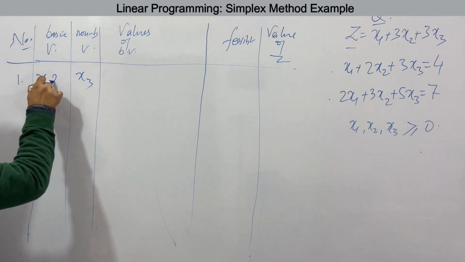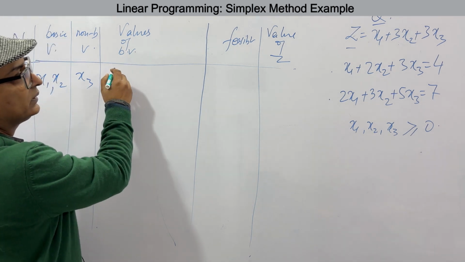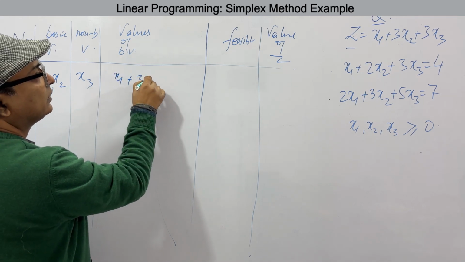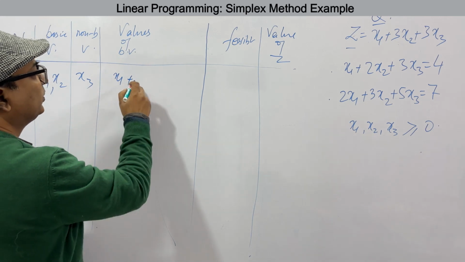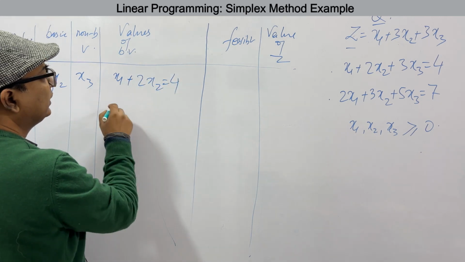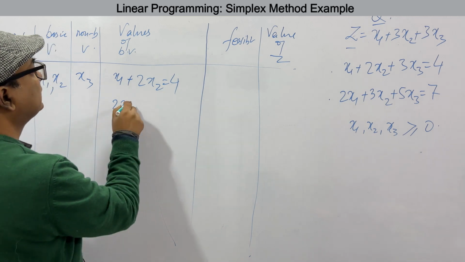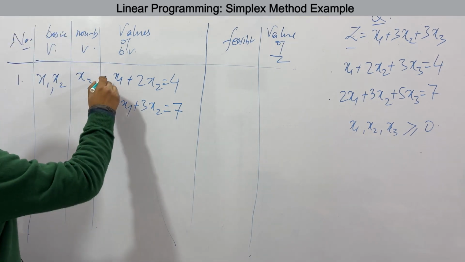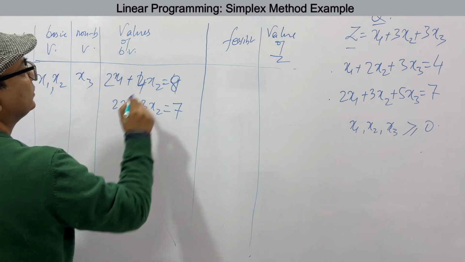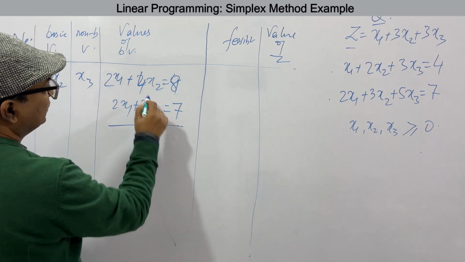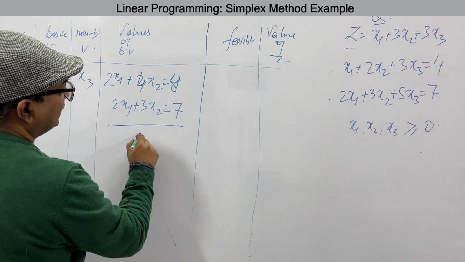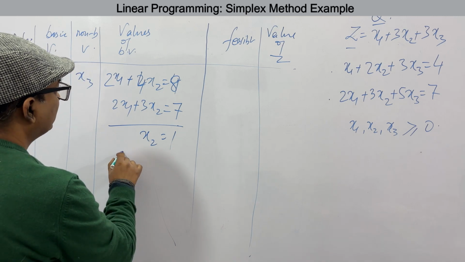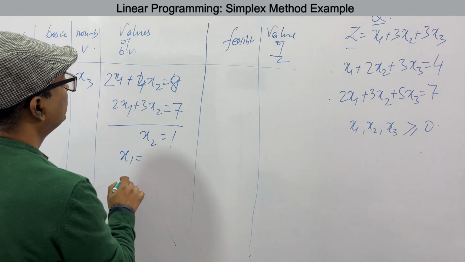So we'll have basic variables x1 and x2. So the equations will be, x3 is 0, so x1 plus 2x2 is equal to 4, and 2x1 plus 3x2 is equal to 7. Okay. So what do we do? 2, 4, 8. Okay. And this minus this. So this is 4 minus 3. So this is x2 and this is 8 minus 7. So 1.